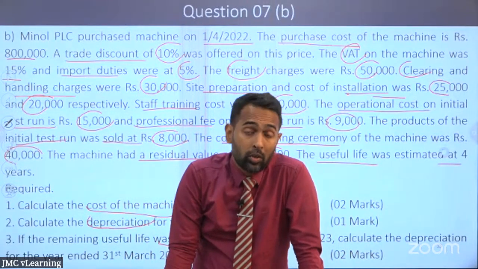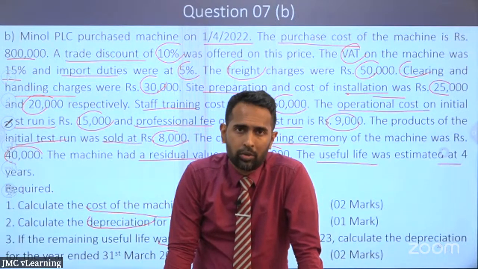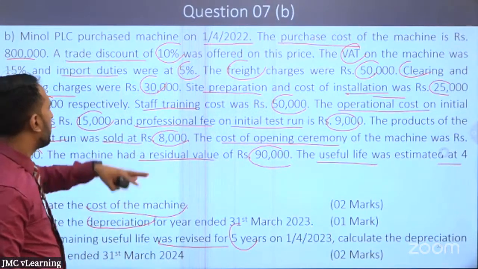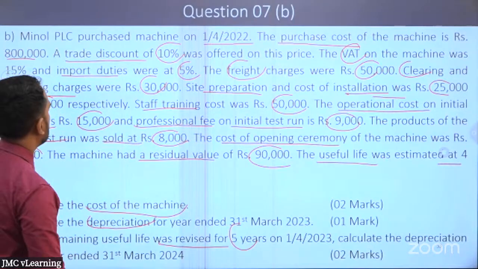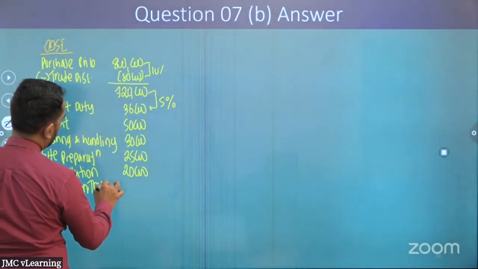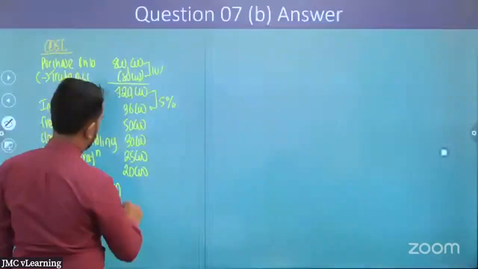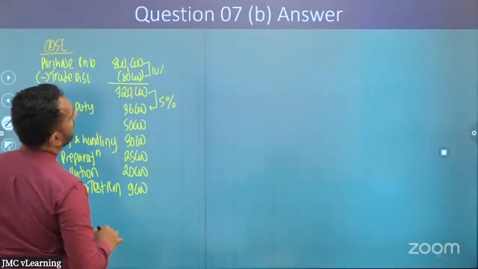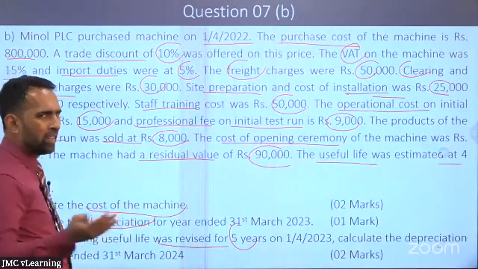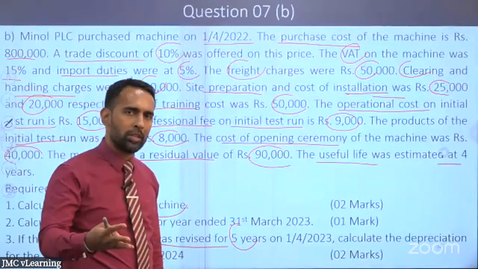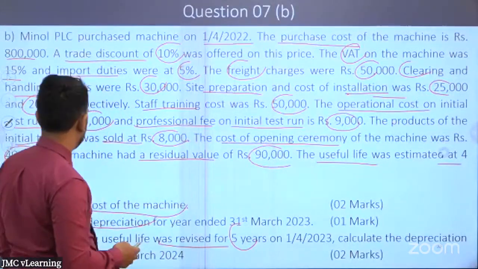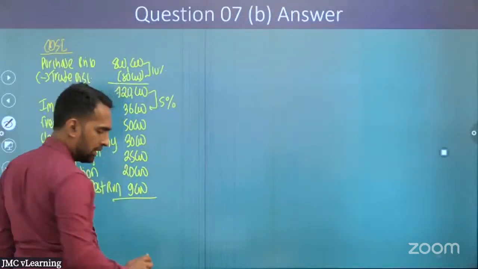So that cost is a capital cost that you can add to the asset. Right? So the initial test run, operational cost no, professional fee, yes. Professional fee on test run, that is yes. Sales income from the test run, no. Opening ceremony, you don't have to do an opening ceremony for a machine. Right? It's an admin thing. You cannot put that to the asset.